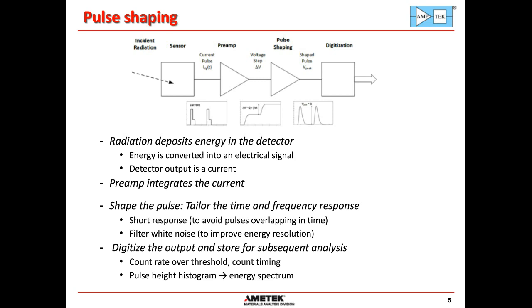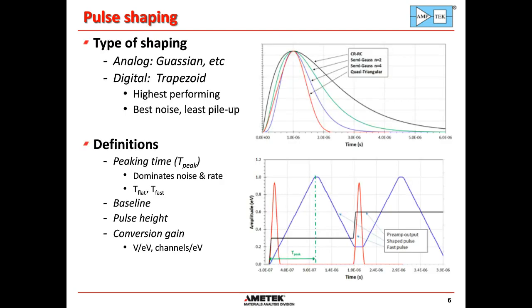There are types of shaping that can be used. The plot on the upper right shows some analog shaping circuits that were used for many years. These are based on conventional high-pass, low-pass filters. You can get all sorts of different pulse shapes, Gaussian, pseudo-Gaussian. The bottom plot shows the digital pulse shapes, where we have a trapezoidal shape. And in modern X-ray spectrometers, digital processing is almost universally used because it has better performance, lower noise, and minimum pileup.